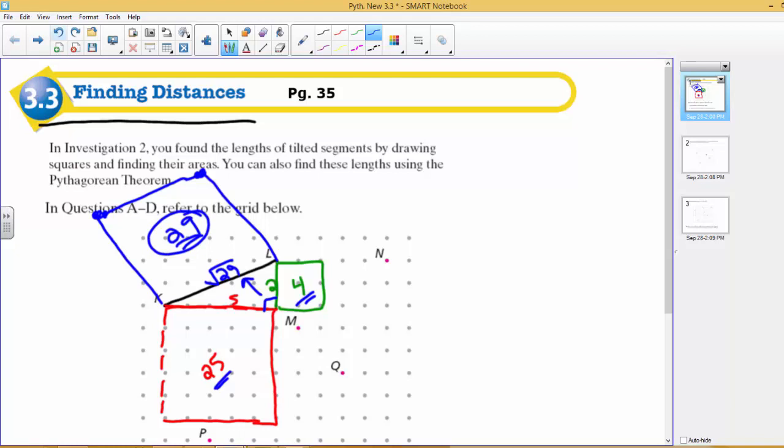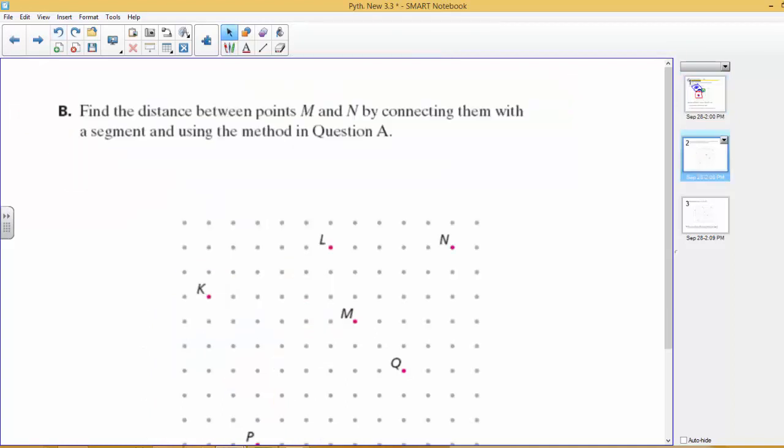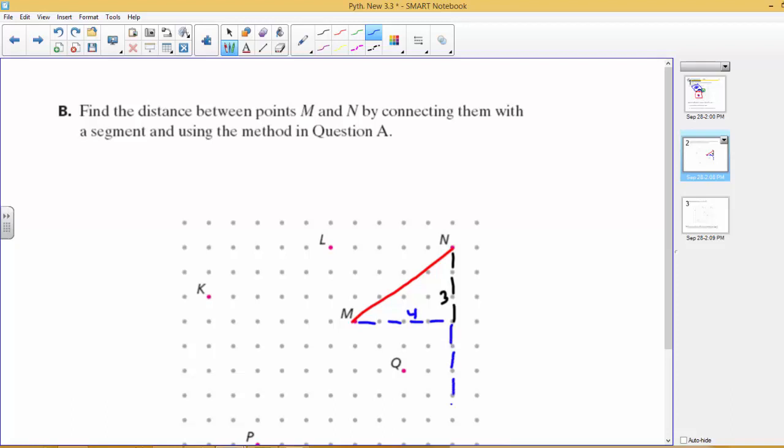We're going to do the same thing connecting M to N. You're going to squeeze all yours on one sheet. I have another one, sorry. So here's M to N. And you're going to drop a triangle. And you're going to draw squares off of both of the legs.